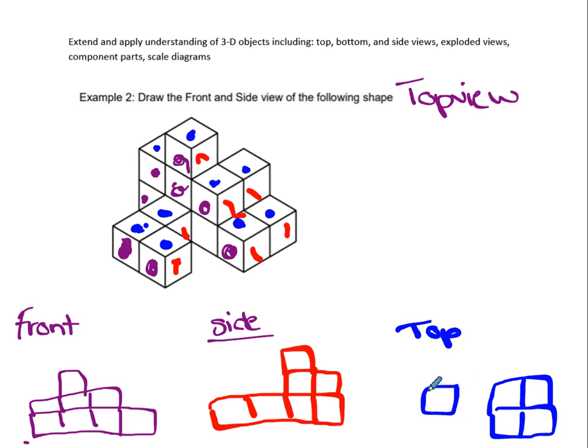Then I'm going to have 3 blocks starting on the left side. So they're going to connect like this. And then I'm going to have 1 right here. So that's what the top view of this object would look like. We don't have to label a scale because we don't have a scale for this one.